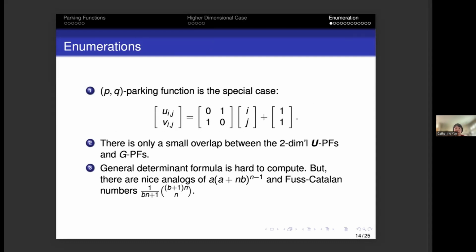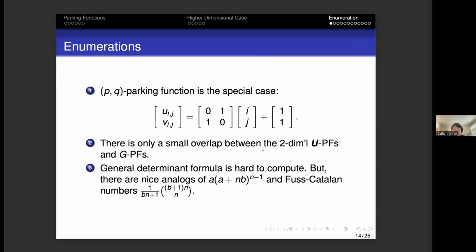So back to Cori and Poulalhon's definition of PQ parking functions, interestingly their notion is a special case of our two-dimensional vector parking function. I think it's not surprising. Actually, in some sense it's the first non-trivial case, because the weight is given by a twist of the coordinates i and j.